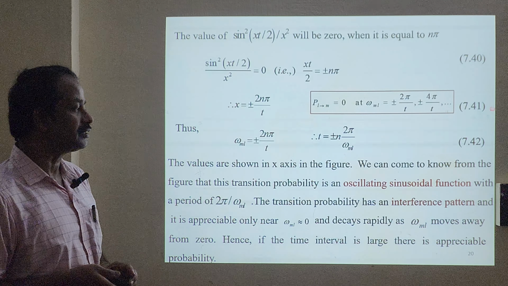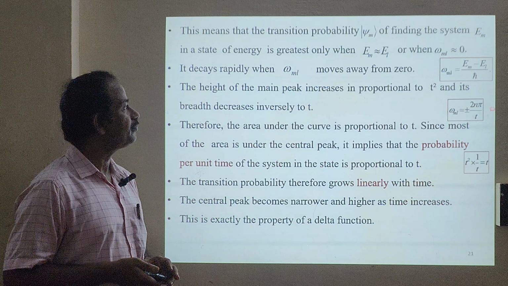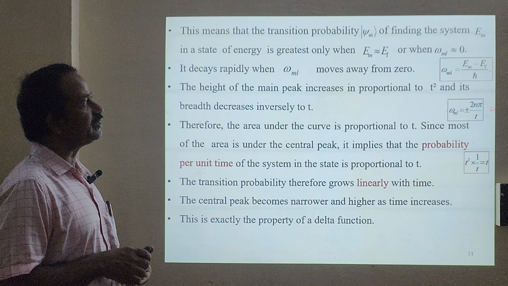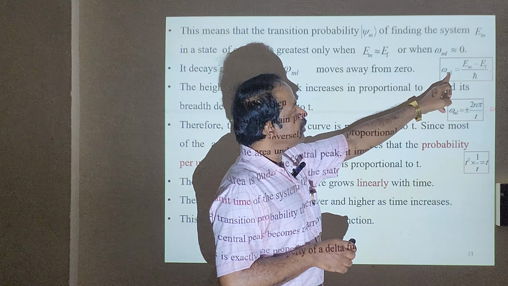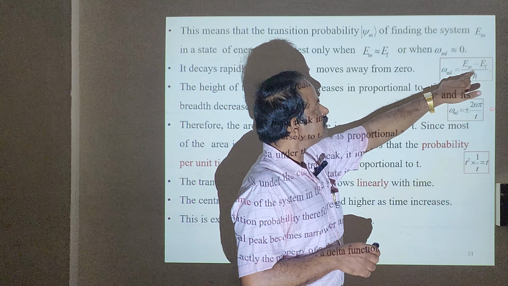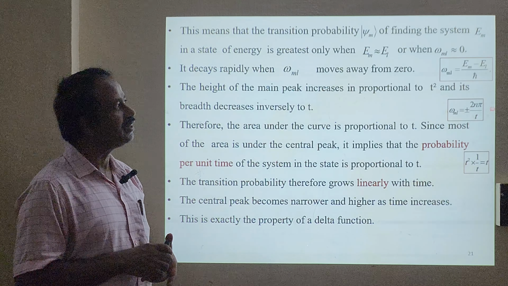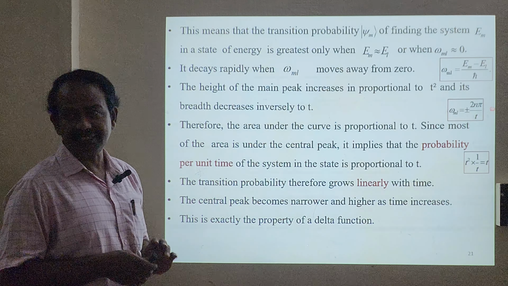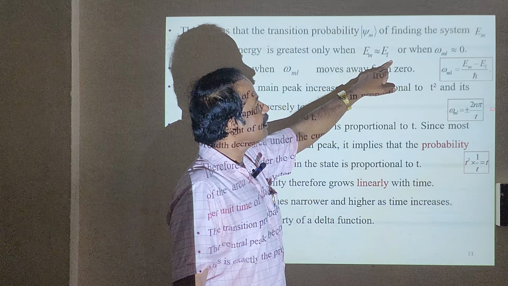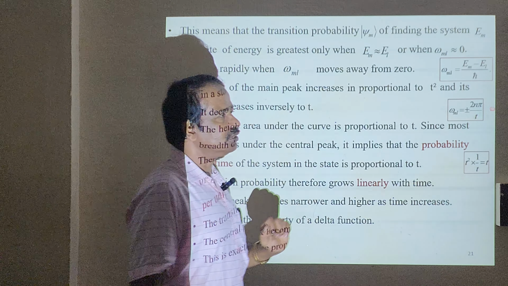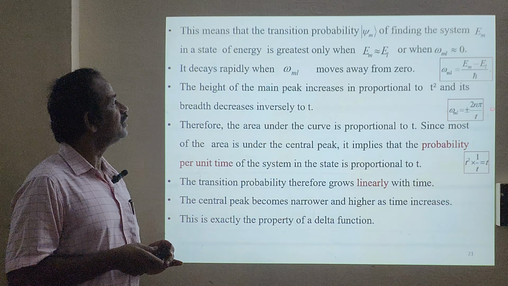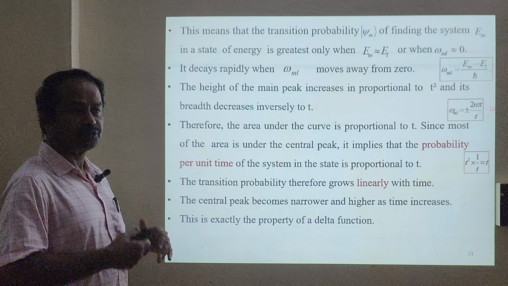Hence, if the time interval is large, there is appreciable probability. This means that the transition probability of finding the system in a state of energy EM is greatest only when omega ml equals 0. We know that omega ml equals EM minus EL divided by h bar. When omega ml equals 0, this expression becomes EM equal to EL. So the effect is large when this condition is satisfied: EM is approximately equal to EL when omega ml is approximately 0. It decays rapidly when omega ml moves away from 0.